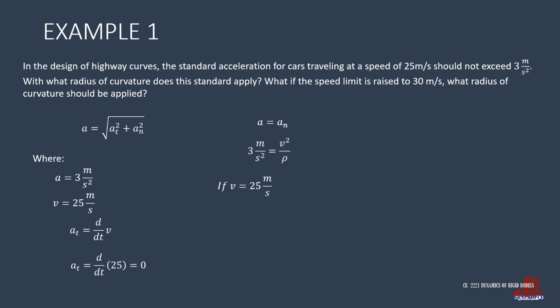If velocity is given as 25 meters per second, we can say 3 is equal to the square of 25 all over ρ, where ρ is taken as 208.33 meters.